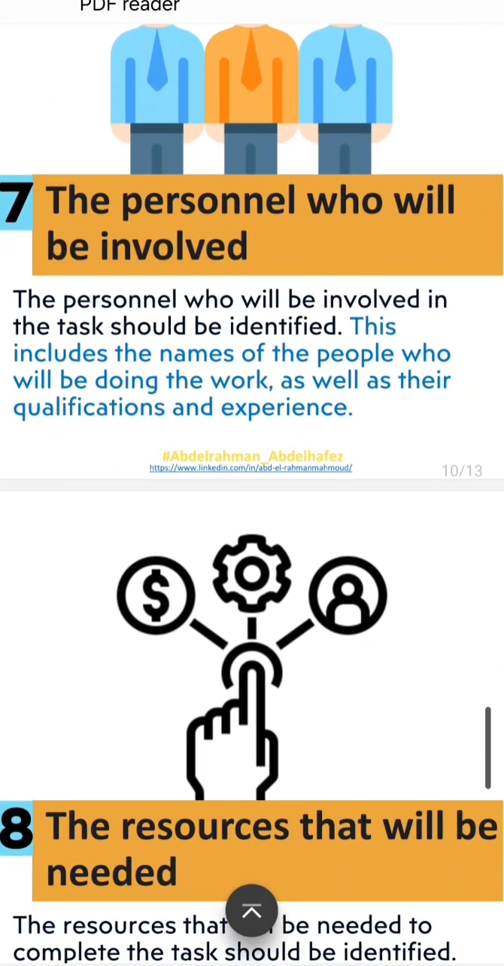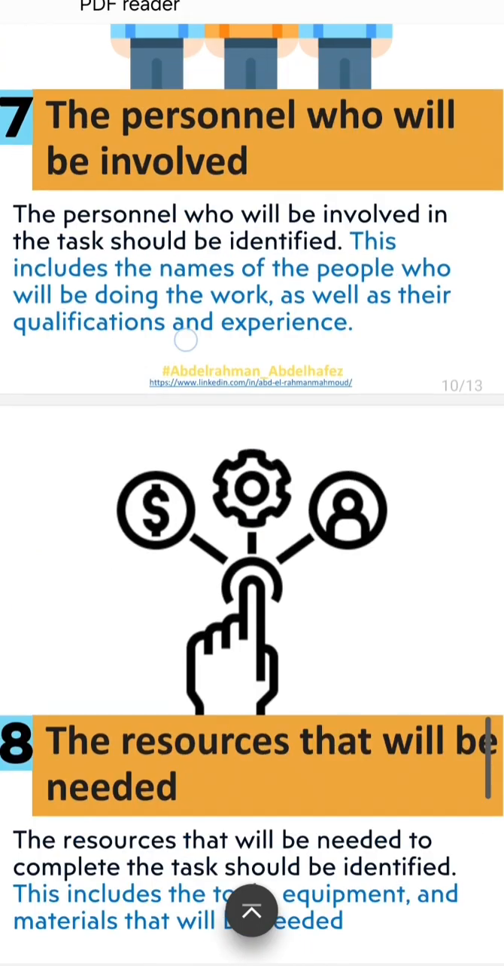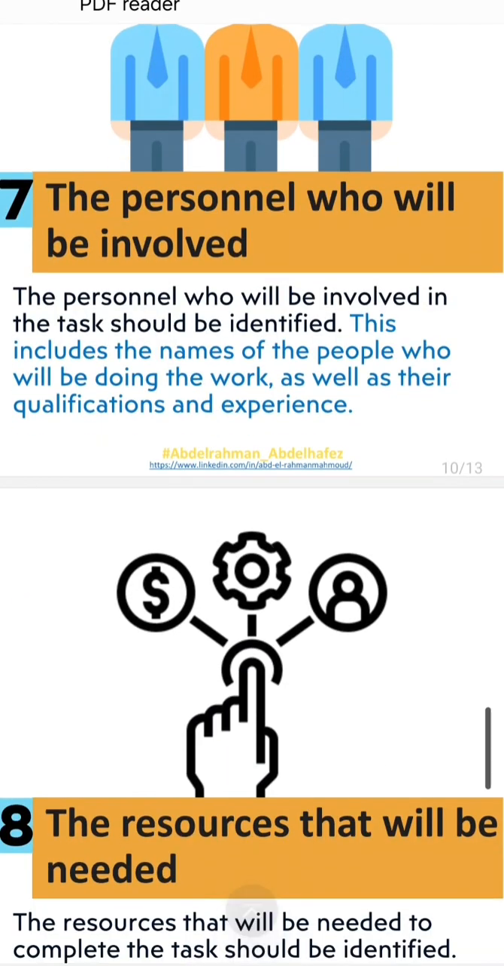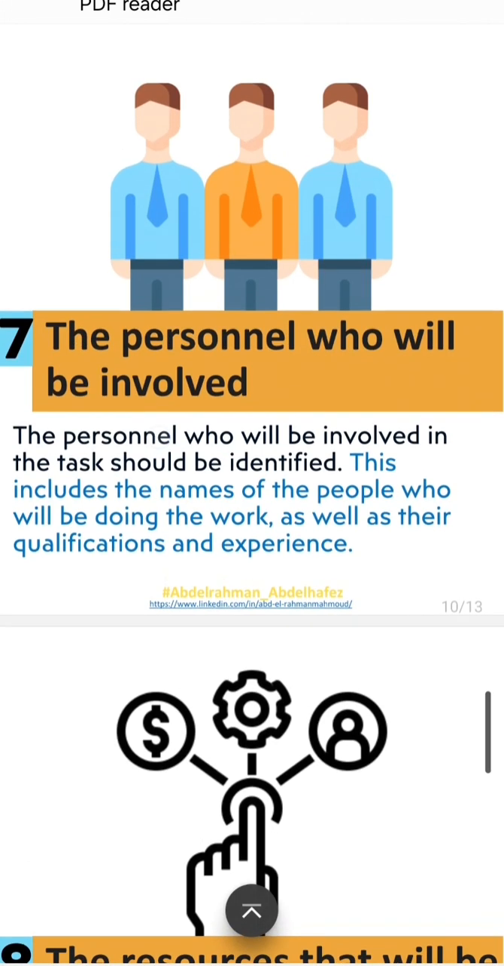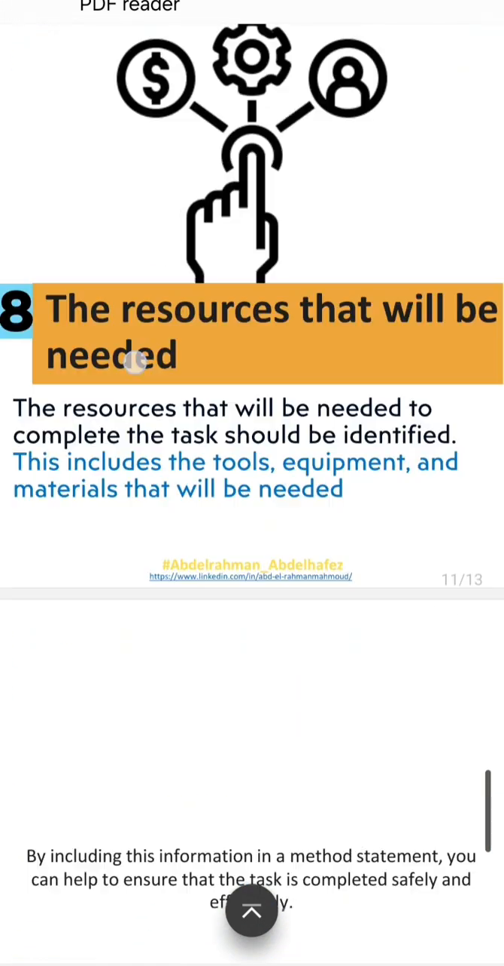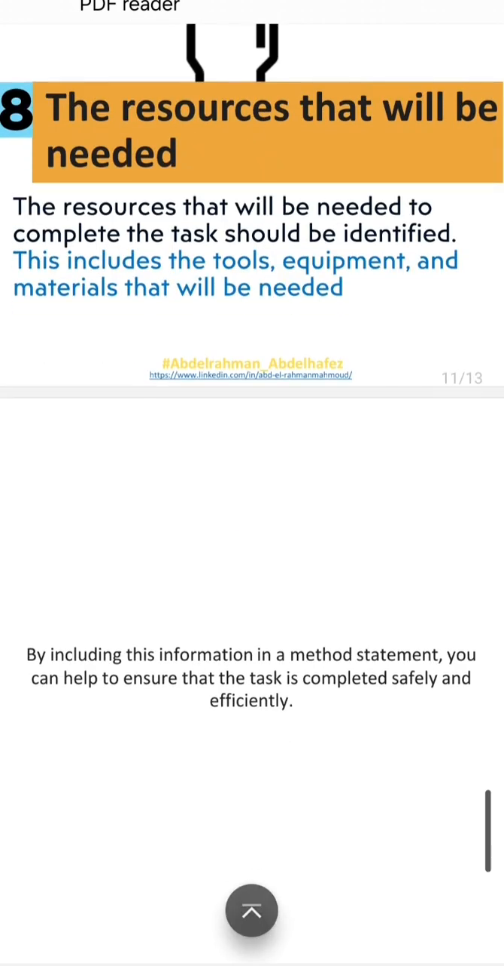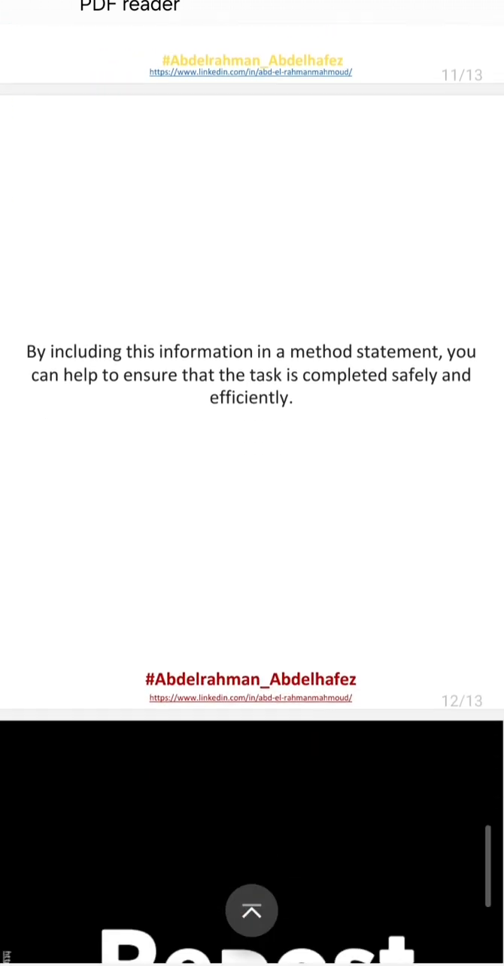And the second last point is the persons who will be involved. The persons who will be involved in the task should be identified. This includes the names of the people who will be doing the work as well as their qualifications and experience. So we should know whether the person is well experienced or whether the guy is a new employee. So the eighth point is the resources that will be needed. The resources that will be needed to complete the task should be identified. This includes the tools, equipment, and materials that will be needed.